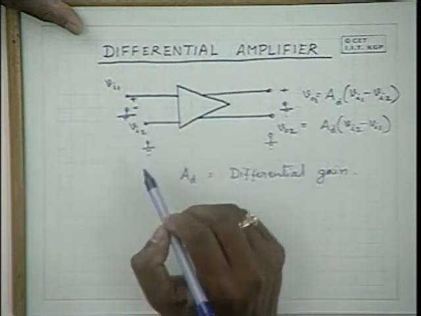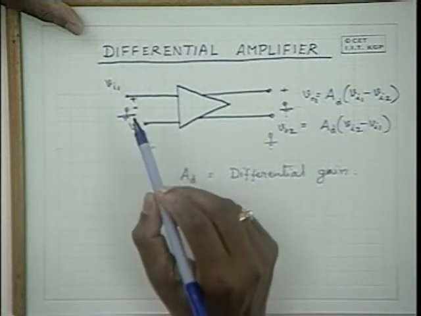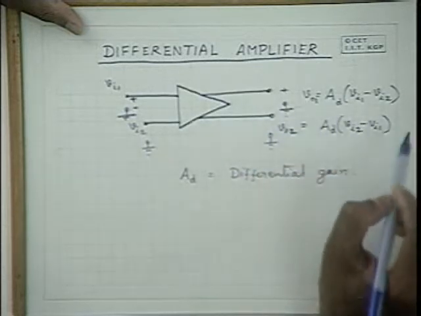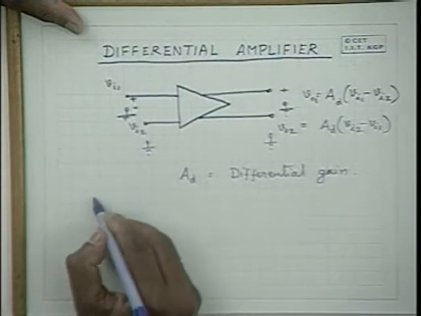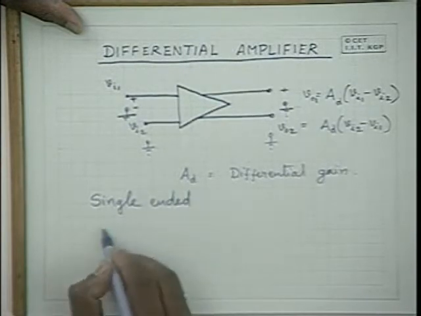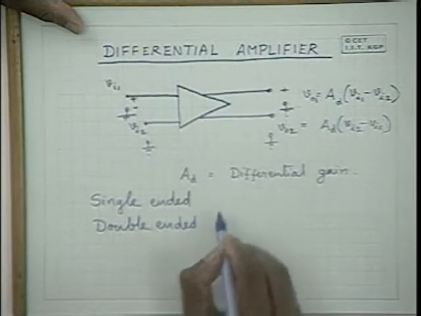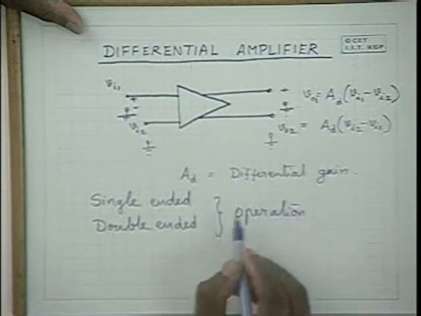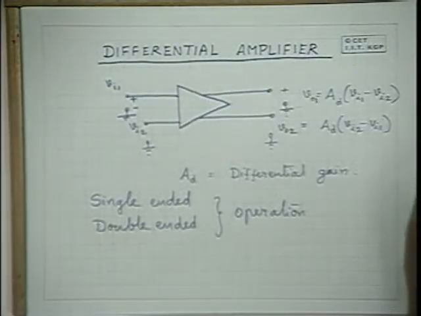In the double-ended operation, on the other hand, you apply Vi1 and Vi2 both, and the difference of these two is amplified and given as the output. So that is known as double-ended operation. Hence, the operation can be single-ended or double-ended. Depending on the application, we may use a differential amplifier as a single-ended amplifier or a double-ended amplifier.